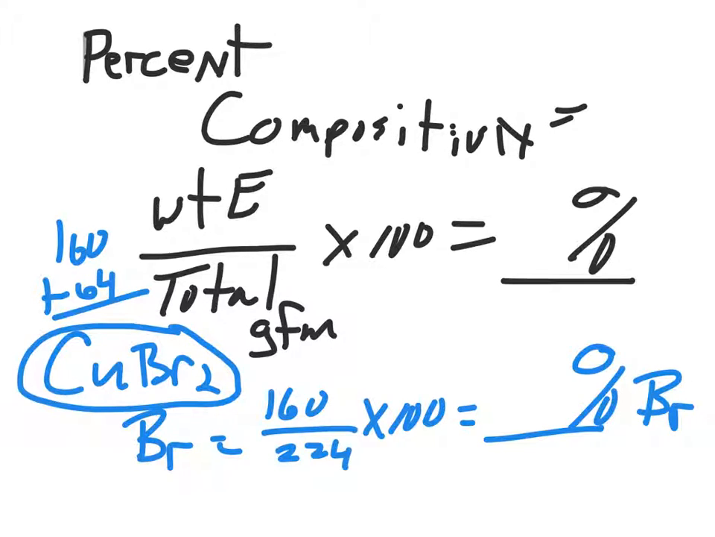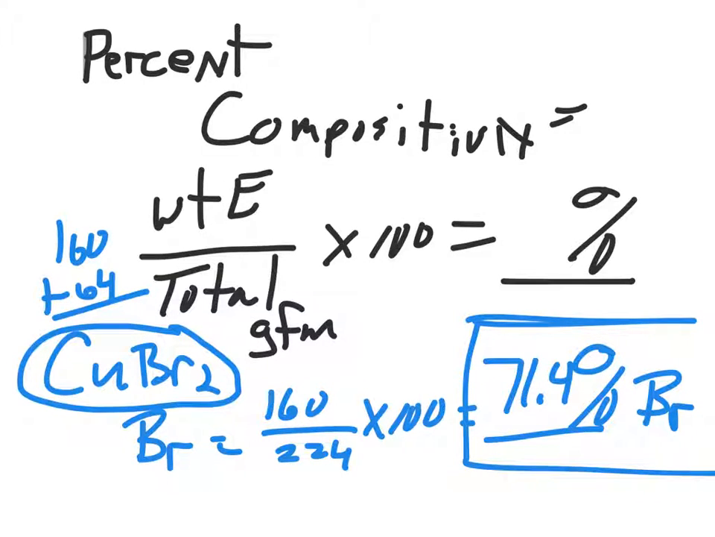71.4%. And so that would be your percent for bromine. And that's it. Okay? Now, guys, the only thing different from yesterday's is that sometimes they're looking for a whole compound.